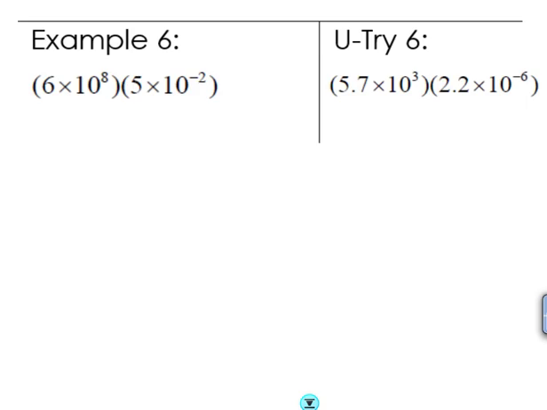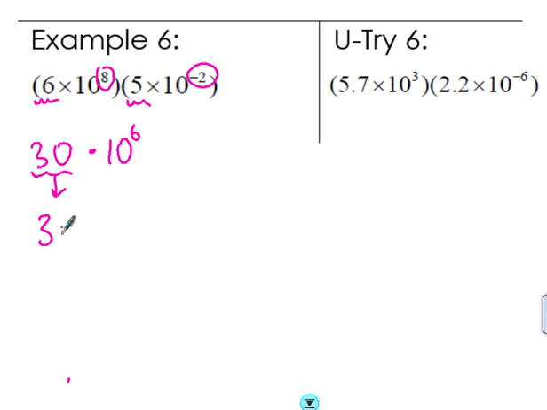My process is multiply the coefficients, 30, multiply the tens, 10 to the 8th power, 10 to the negative 2nd power, which will add up to 10 to the positive 6th power. Now this answer is not in scientific notation. We will first convert 30 back to scientific notation. This will be 3 times 10 to the first power, because the big number will give you a positive exponent. Move the decimal point once to the left.